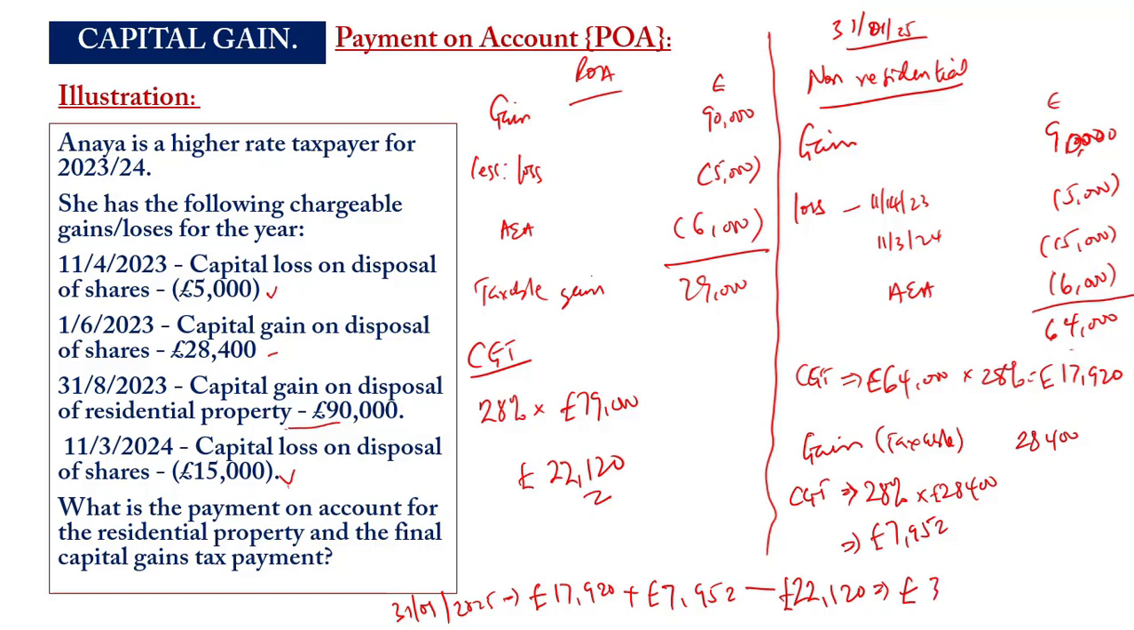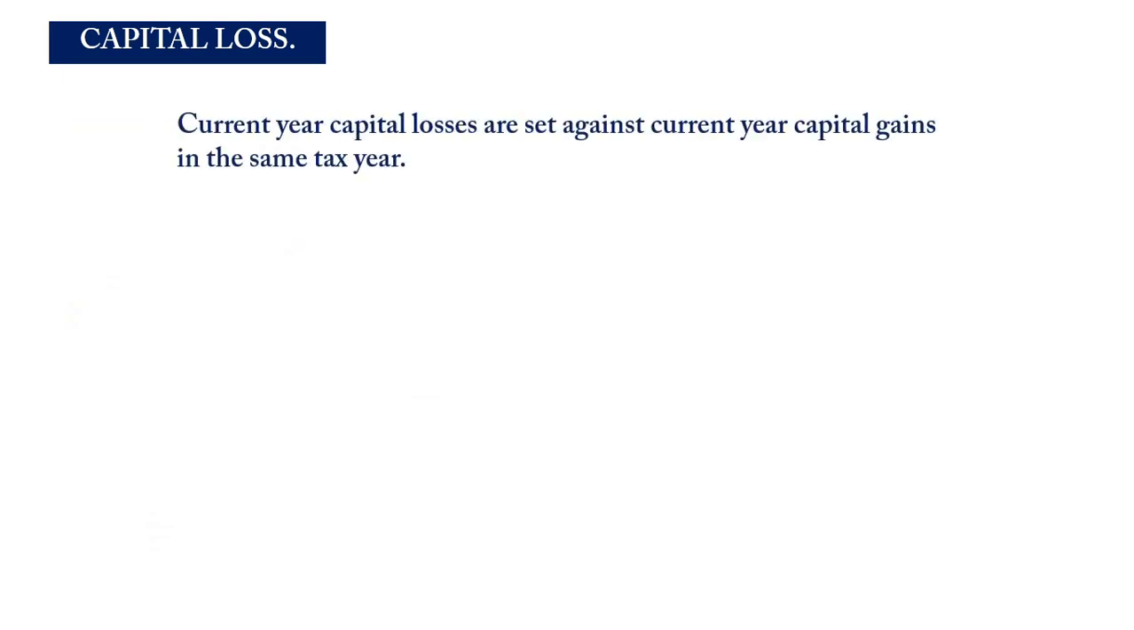So it's 3,752. That is the top up that he has to make. Let's start with capital loss today. We are done with the payment on account. Okay. So we treated trading loss in a previous session.